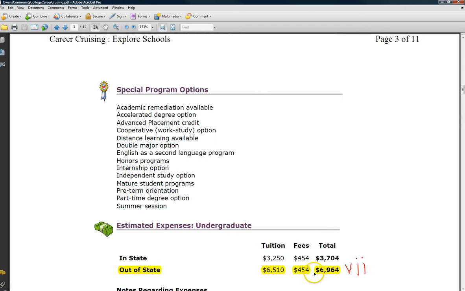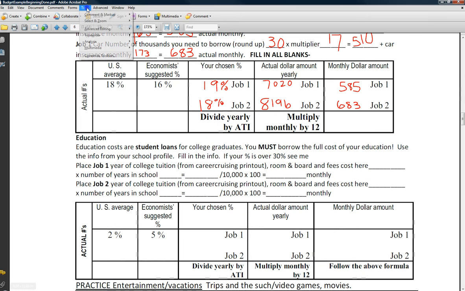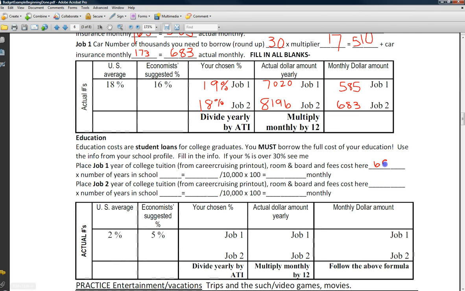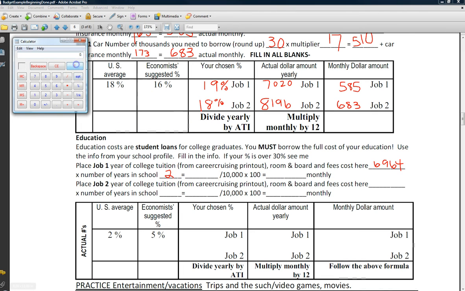Okay, remember you highlighted how much your education was on your career cruising college printout. So for me at Owens Community College, it's $6,964. So I will put that in. For me, that is a 2-year degree because associate's degrees are always 2 years. So this is what you're going to do. I have 6,964 times 2.